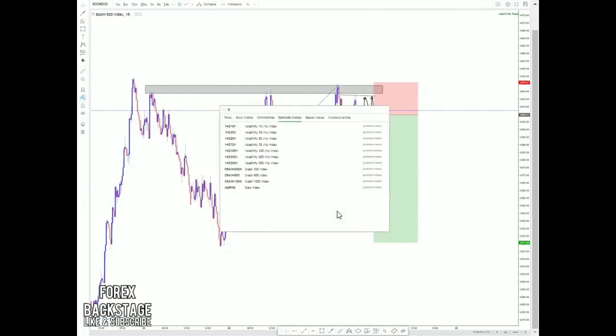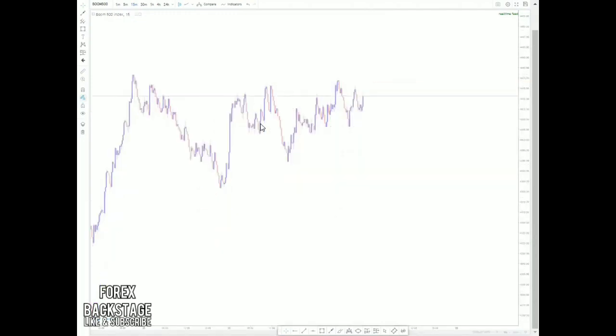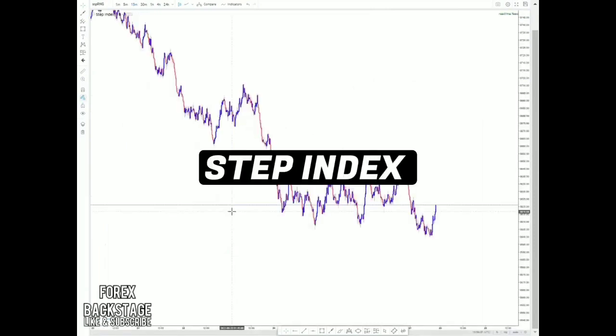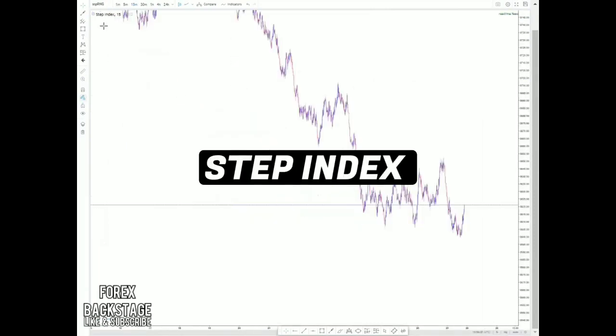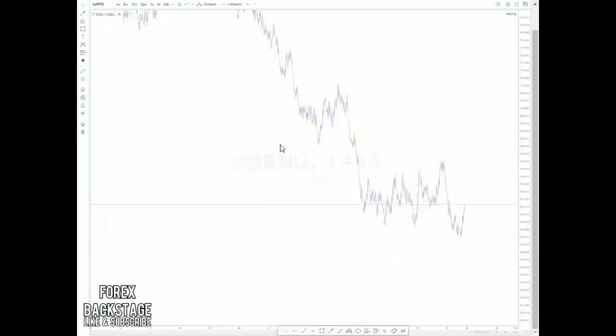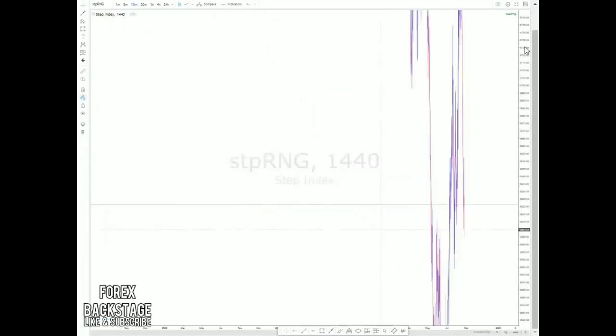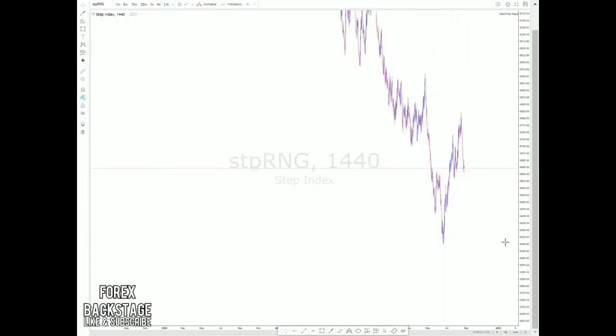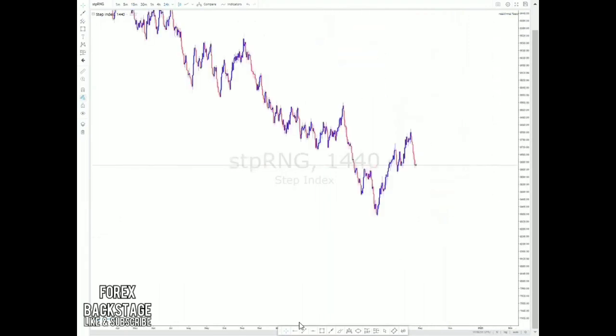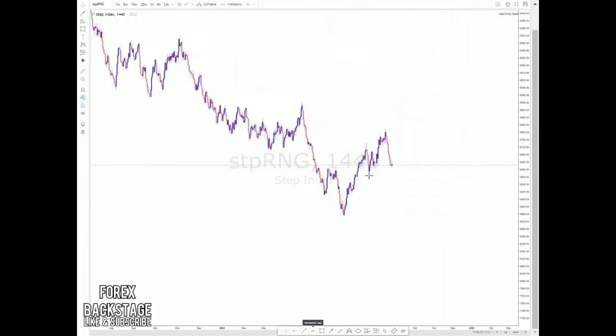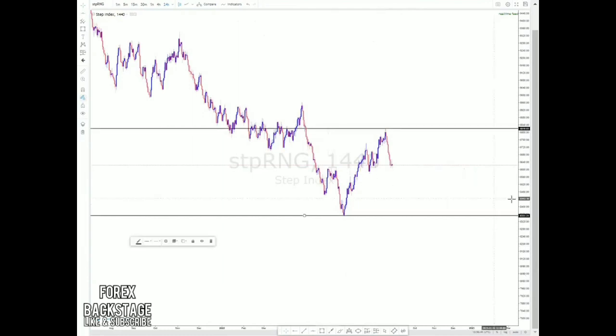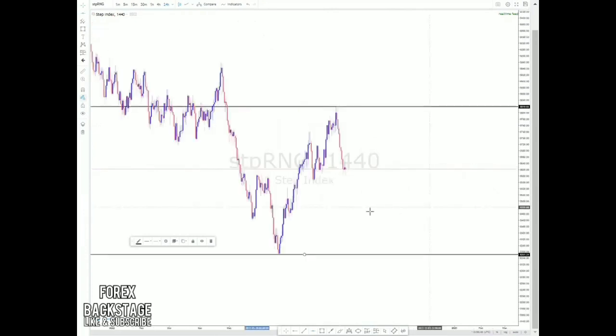Step Index. I think this will be the last one. And then let's go to the 4-hour time frame, the daily time frame. This is our highest time frame on synthetic index. So marking this as our highest level, and this is our lowest level.